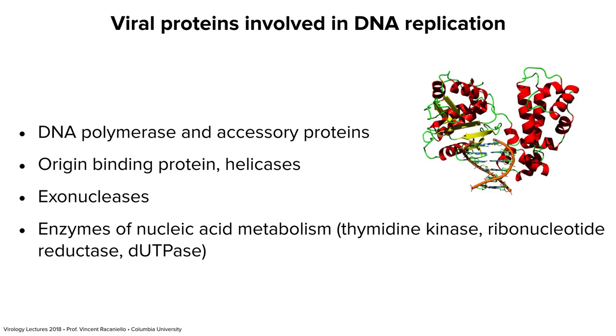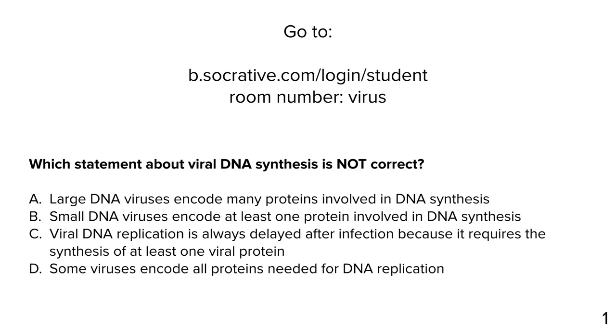Besides the DNA-dependent DNA polymerase, which is again shown here, we need other proteins involved in replication, and they can be viral or cellular, depending on how big the viral genome is. We need the polymerase. We need accessory proteins. There are proteins that bind origins. There are helicases that unwind the DNA, exonucleases that cut. You'll see why we need that in a moment. And of course, we have to make the precursors, the dNTPs. The viruses don't encode genes that do that. That's all done by the cell. So these are some of the enzymes that are involved in making those triphosphates.